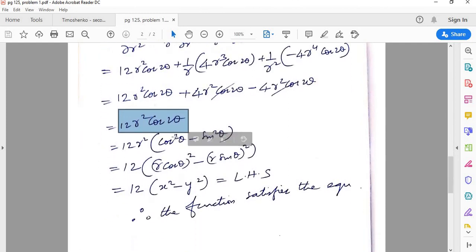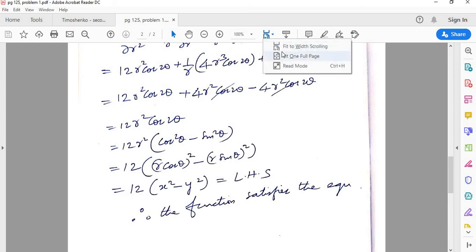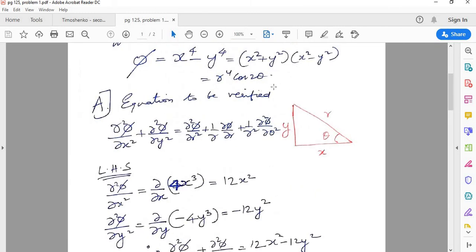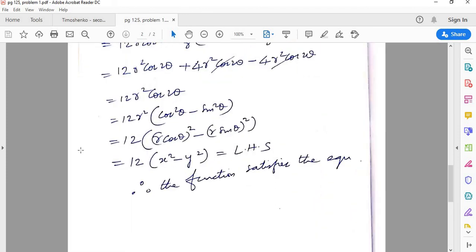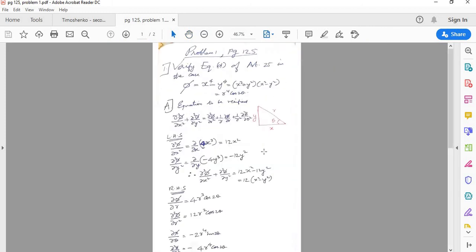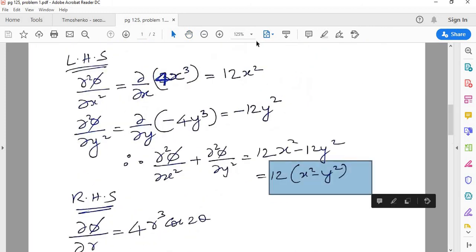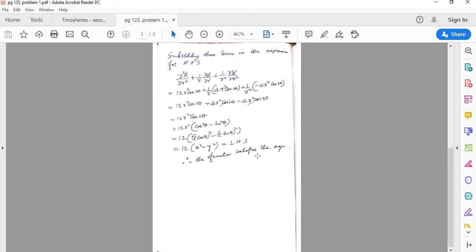The expansion of cos 2 theta is cos square theta minus sin square theta. So you use that, and take r square inside the bracket. So this will be 12 into (r cos theta) square minus (r sin theta) square. Now we will use this particular triangle. Here we know that x is nothing but r cos theta and y is nothing but r sin theta. We substitute that in this expression. You will get 12x square minus 12y square, which is exactly the same as the left hand side. So the expression is satisfied.